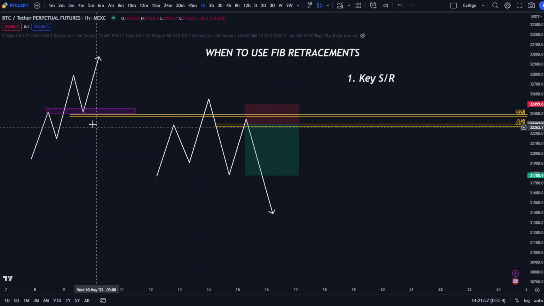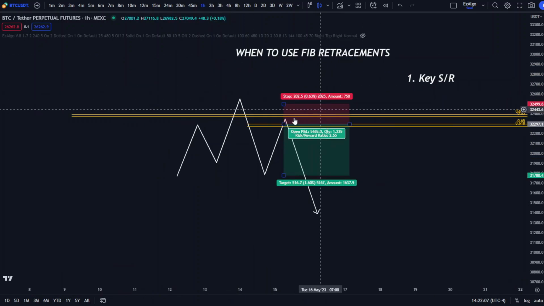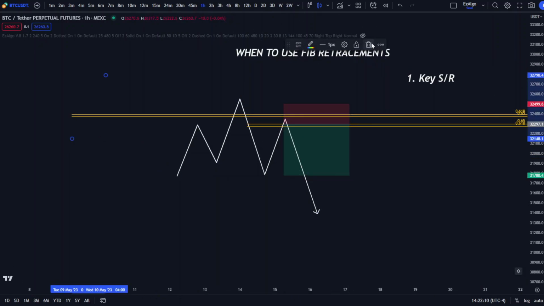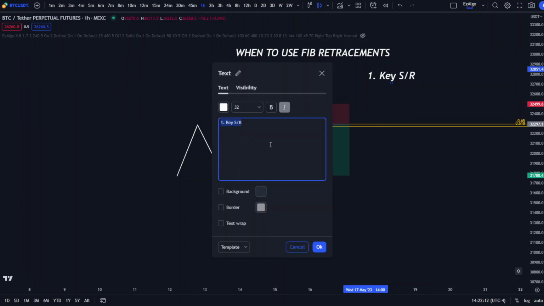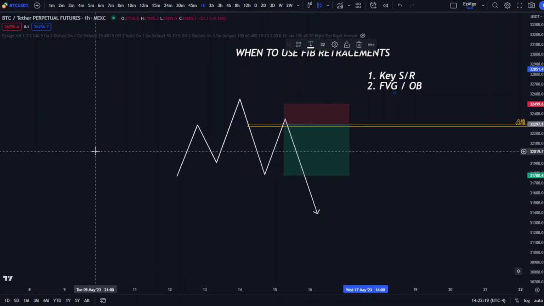So the key SR would be a great confluence in this case. Now, if I'm not trading with the trend and I'm looking to enter on that change of character, I need to see a different type of confluence. So in that case, I like to see a fair value gap or an order block for the confluence entering after a change of character.